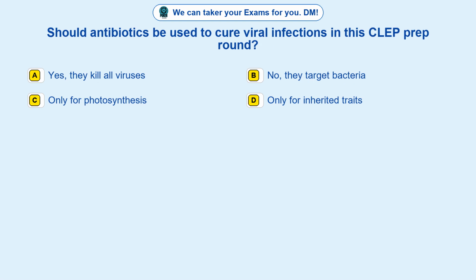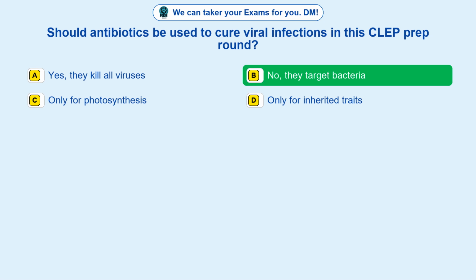Question 13. Should antibiotics be used to cure viral infections in the CLEP prep round? Option A. Yes, they kill all viruses. Option B. No, they target bacteria. Option C. Only for photosynthesis. Option D. Only for inherited traits.